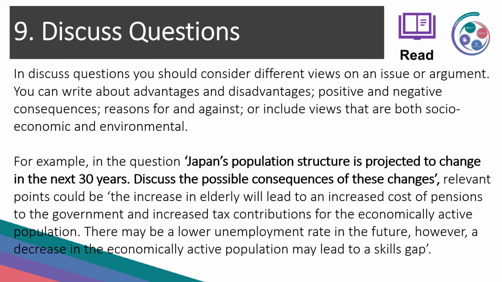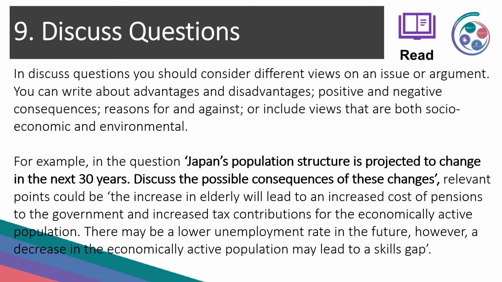So part 9 of 11 is discuss questions, and in discuss questions you should consider different views on an issue or an argument. You can write about advantages and disadvantages, positives and negatives, reasons for and reasons against, or include views that are social, economic and environmental. So discuss is like a catch-all kind of question.